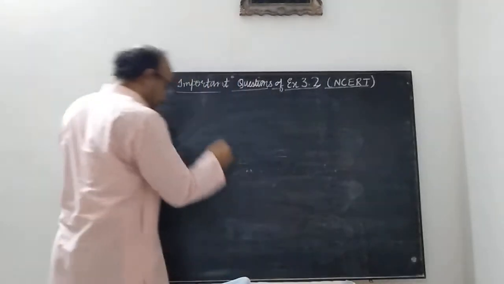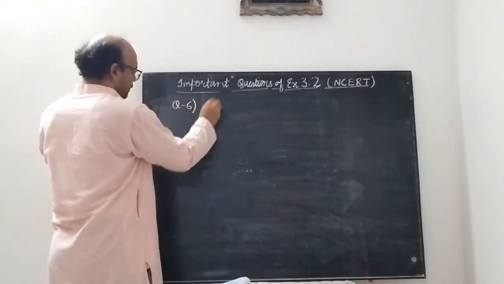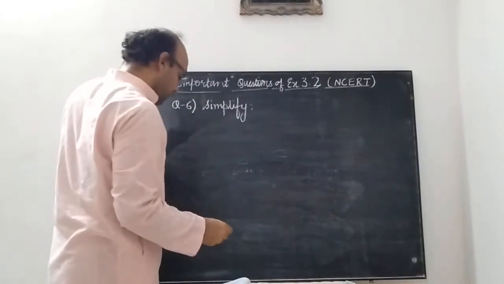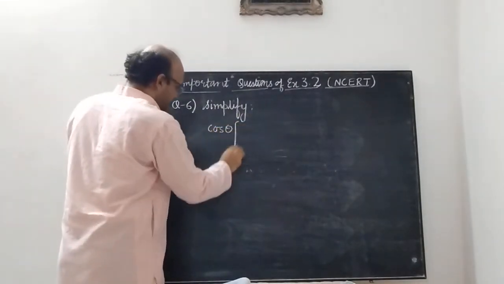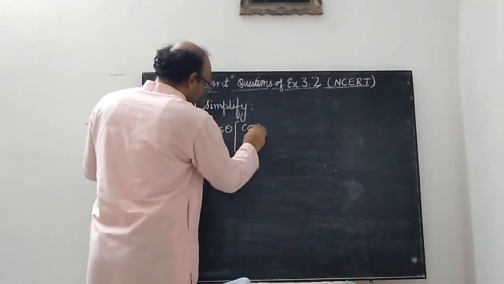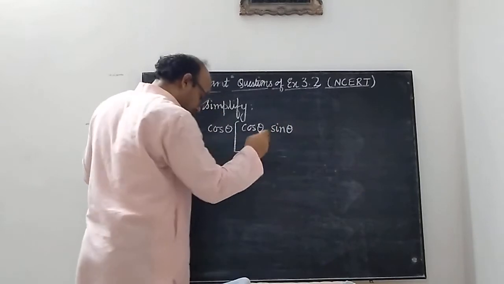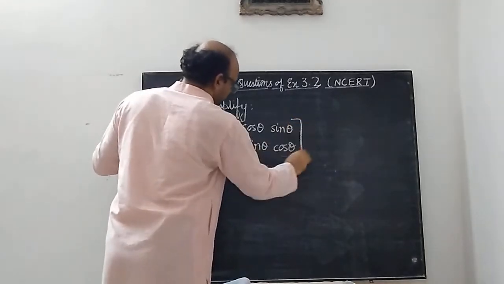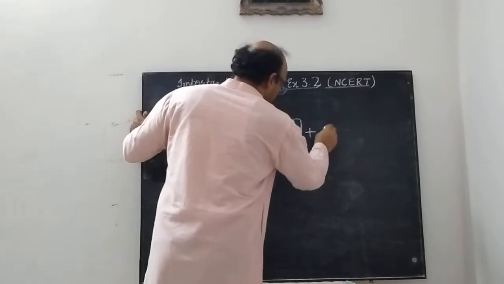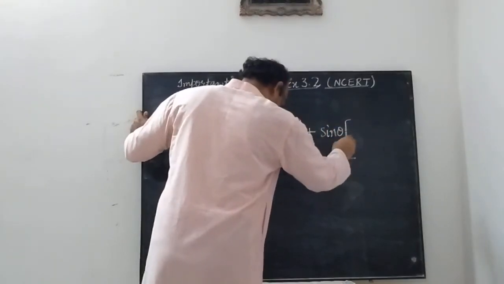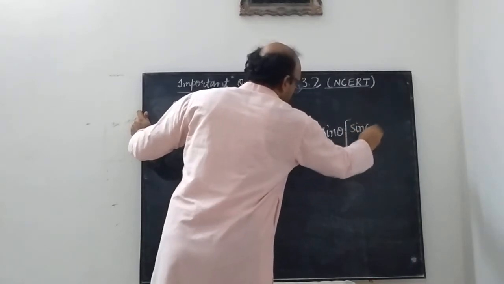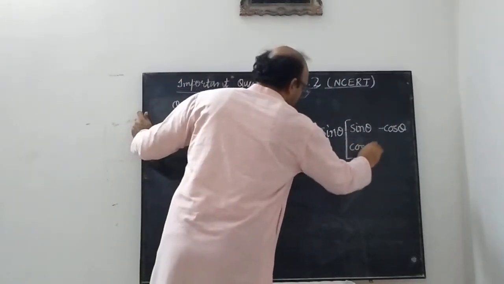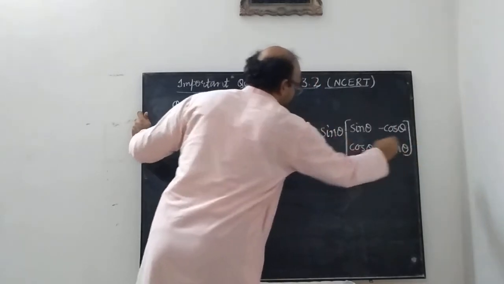question number 6. It says simplify. You have to simplify this expression. The matrix is cos theta times the matrix cos theta, sin theta, minus sin theta, cos theta, plus sin theta times the matrix sin theta, minus cos theta, cos theta, sin theta.